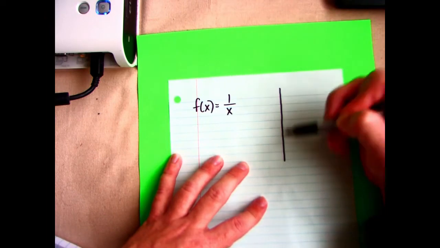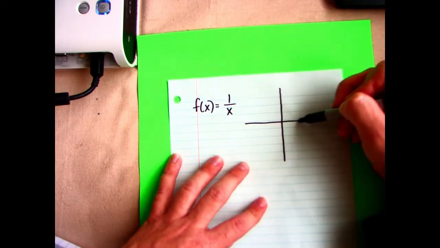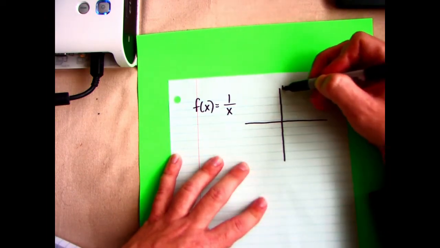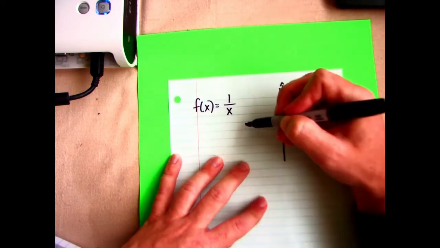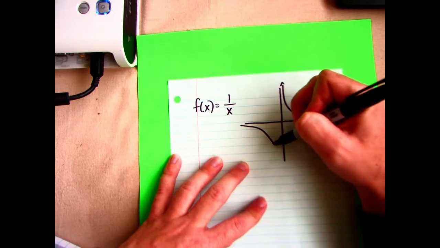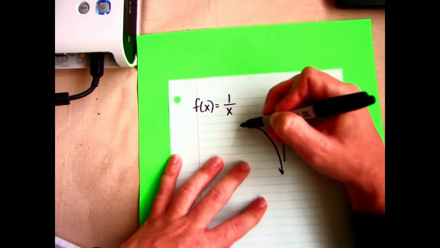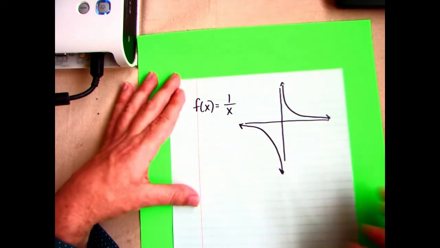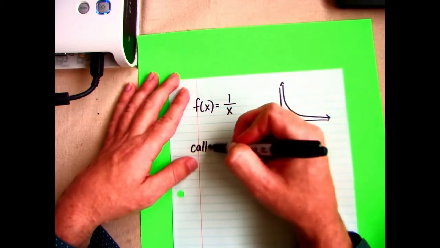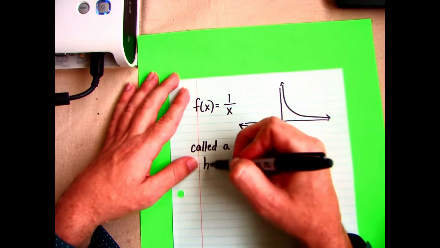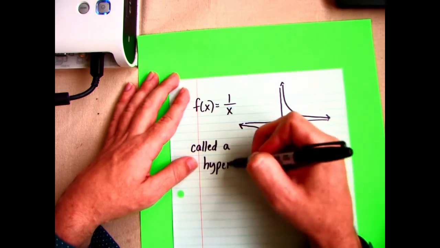So one final note on this graph, 1/x. We now know that it looks something like this. It approaches the axes but never touches or crosses them. So this graph has a special name. This graph is called a hyperbola. It's called a hyperbola.